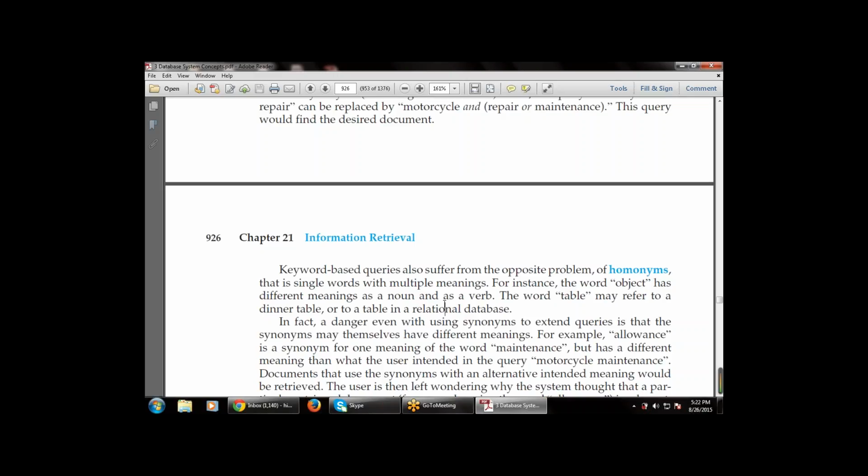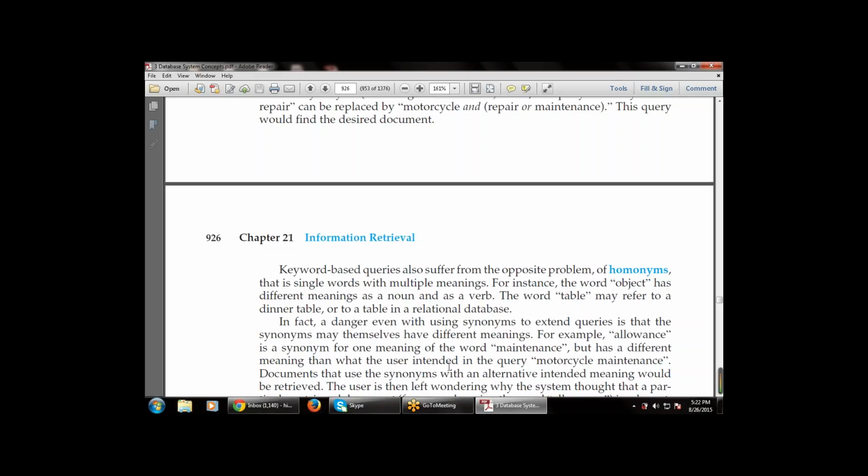For example, the word object has different meanings as a noun and as a verb. The word table may refer to a dinner table or a table in a relational database. In fact, a danger of even using synonyms to extend queries is that synonyms may themselves have different meanings. For example, allowance is a synonym for one meaning of the word maintenance, but has a different meaning than what the user intended in the query.